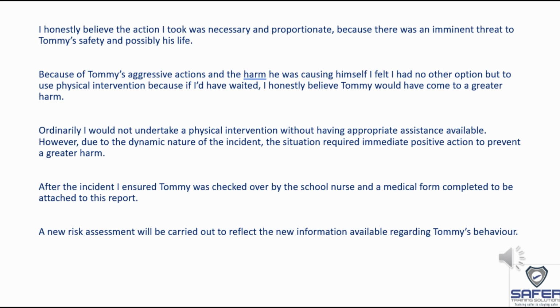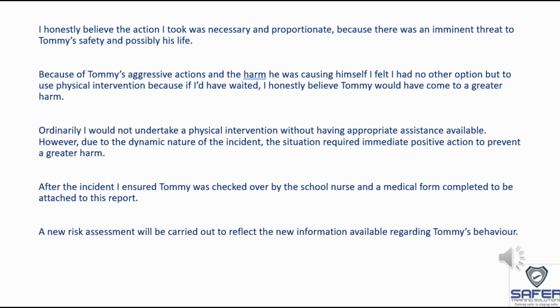I honestly believe the action I took was necessary and proportionate because there was an imminent threat to Tommy's safety and possibly his life. Because of Tommy's aggressive actions and the harm he was causing himself, I felt I had no other option but to use physical intervention because if I had waited, I honestly believe Tommy would have come to a greater harm.